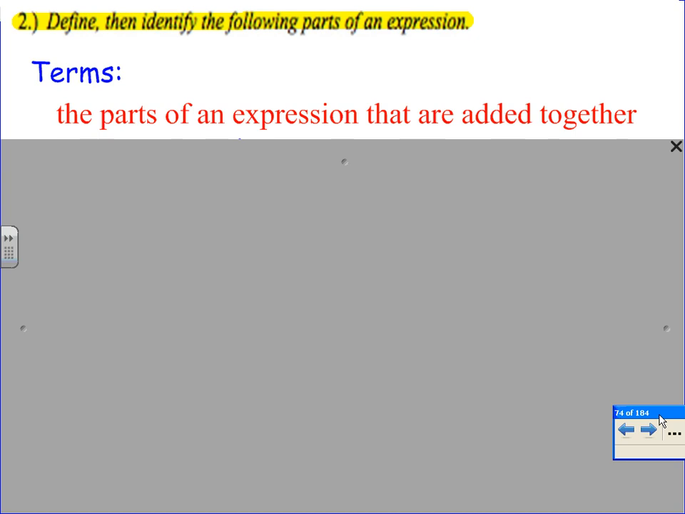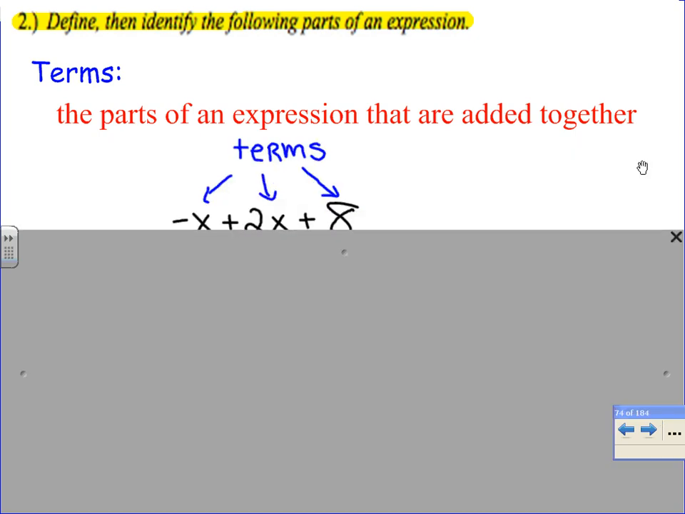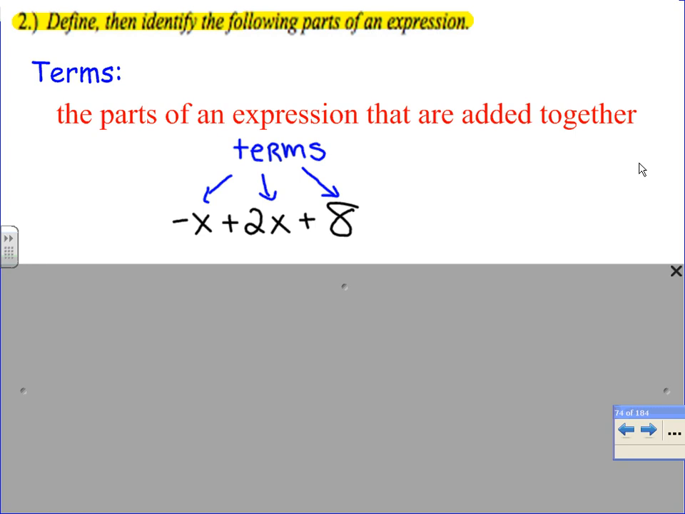So first definition on page 9, I need you guys to jot down: a term is the parts of an expression or an equation that are added together. Terms, the parts of an expression or an equation that are added together. And I'll show you what a term can be. Here's an expression. This is a term. This is a term. This is a term. It's extremely important the sign in front of it stays with it. That's a negative term. That's a positive term.